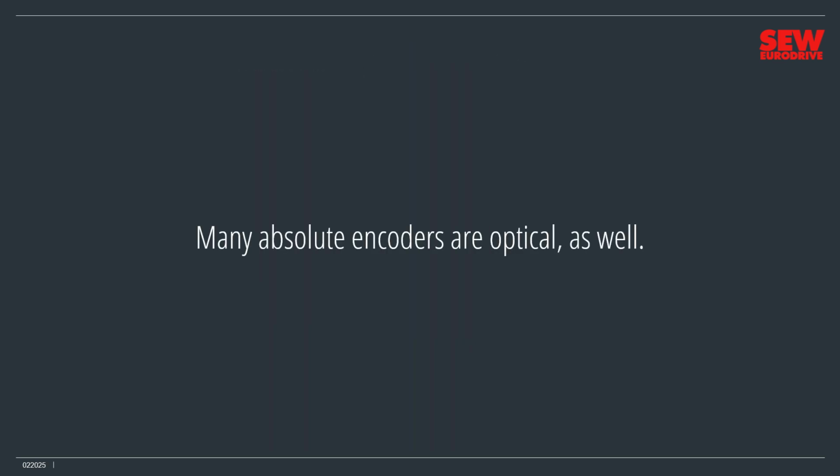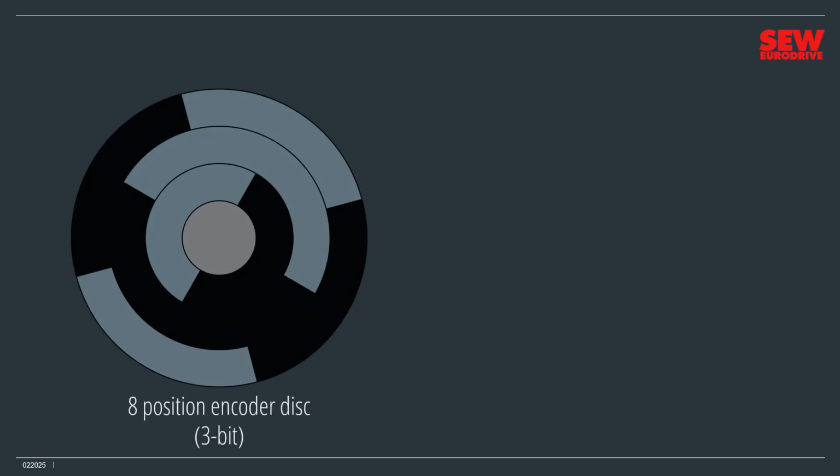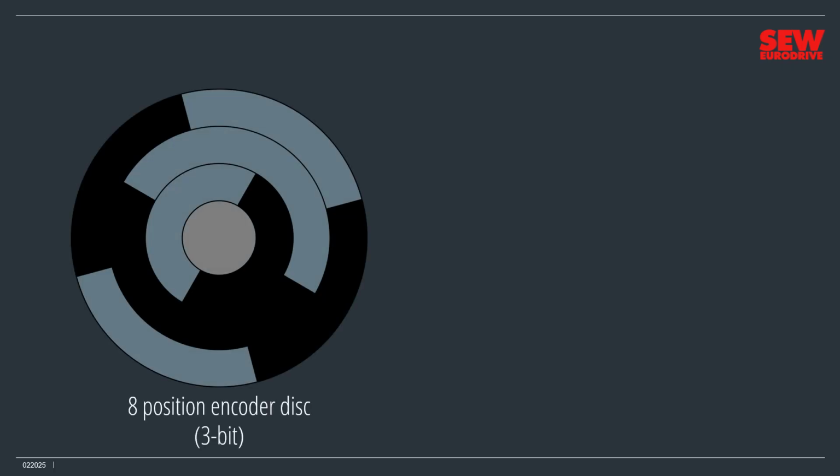Like incremental encoders, many absolute encoders are optical as well, but their disks are a lot more complex. This encoder disk reports just 8 positions per rotation. Notice that it has 3 concentric tracks. These generate 3-bit binary numbers as the disk rotates. Again, a light sensor goes on one side, while a light source goes on the other. In this case, there are 3 sensors since there are 3 tracks.